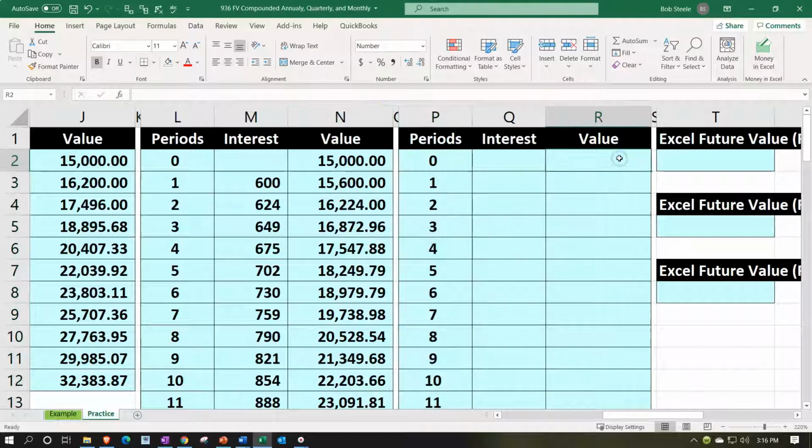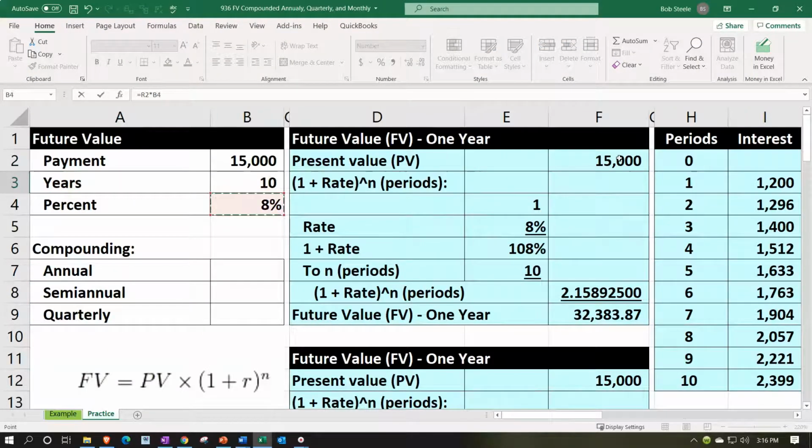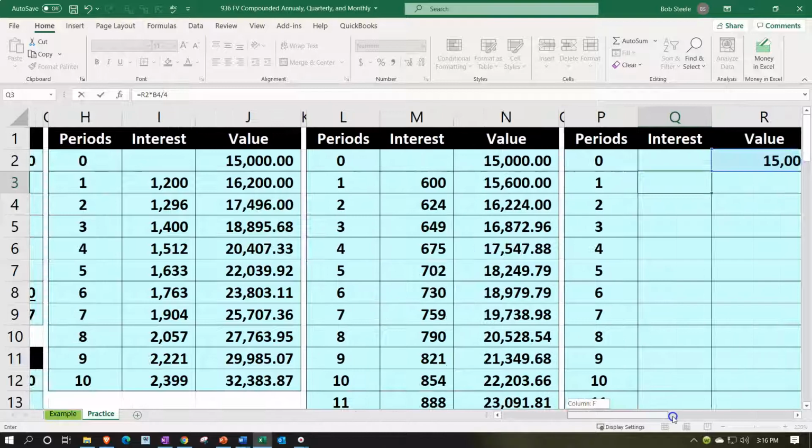So we'll start off with, once again, 15,000. Calculation of the interest as we go would be the 15,000 times the 8%, but that would be for a year. We're doing it quarterly now, dividing by 4 instead of 2. So let's take a look at the calculation.